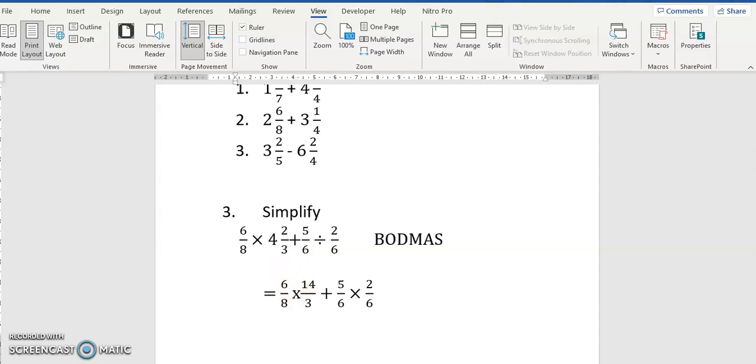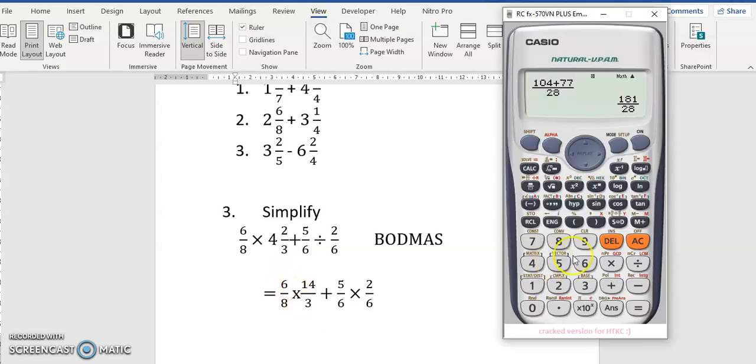Okay, let me show you how to use the calculator also. So here, shift that one. So I want to press 4. So 4 at this side. Move the cursor to this side. This is 2 over 3. What does it give us? 14 over 3. So this is our 14 over 3.